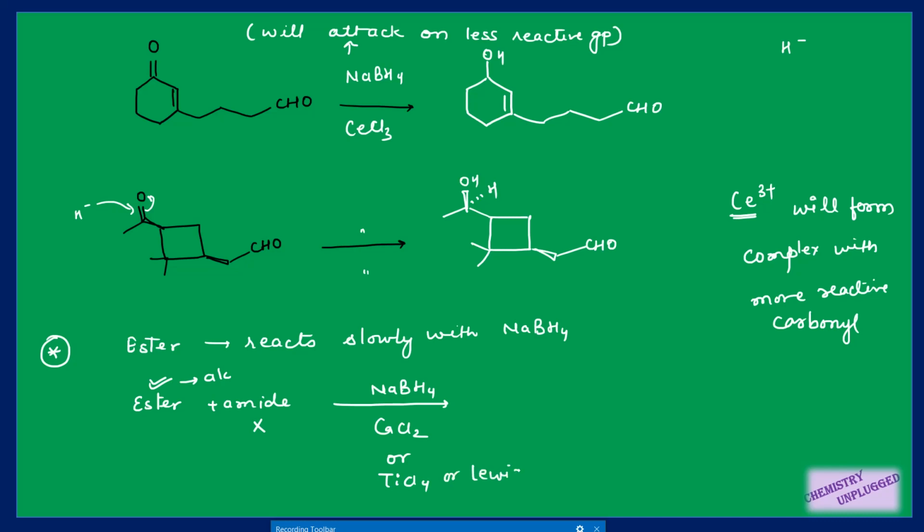Any other Lewis acid can also be used with it, but these conditions should be there, otherwise this reaction will be very slow, right? So don't be confused when you have ester and amide together with NaBH4 and with any of these Lewis acids and calcium chloride, then ester can react, right? Sometimes we think that ester cannot be reduced by NaBH4, but under certain conditions it can react. So it is an important point.